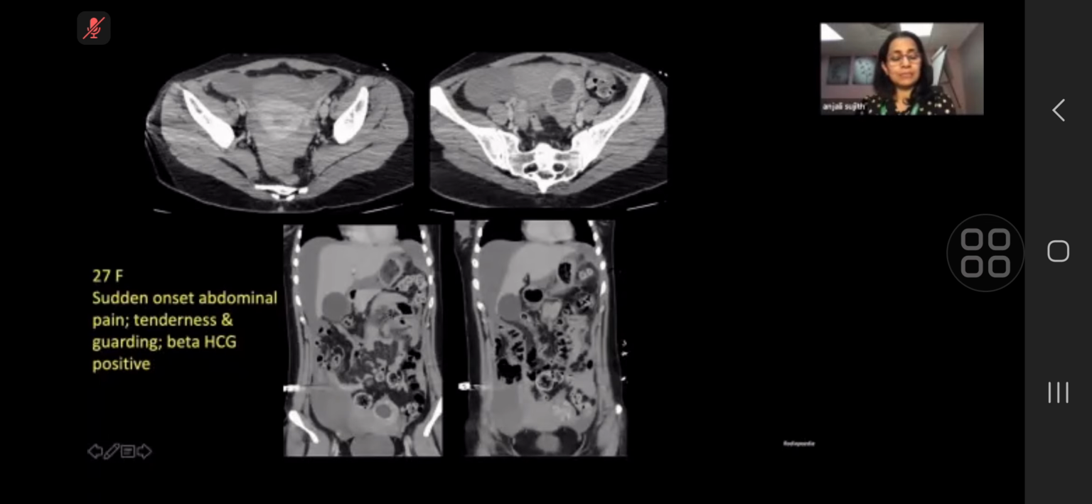So this is a 27-year-old female presented with sudden onset of abdominal pain, tenderness and guarding. Urine beta-HCG, or urine pregnancy test, was positive. That's a very giveaway, easy history. But then describe the findings, please.